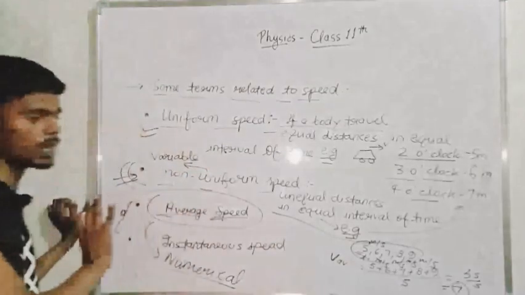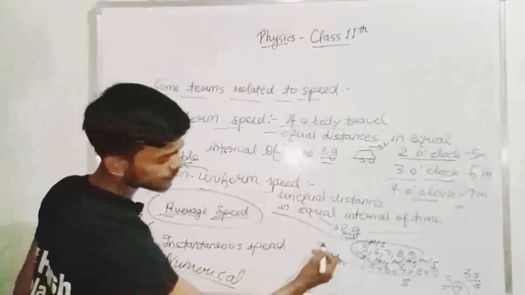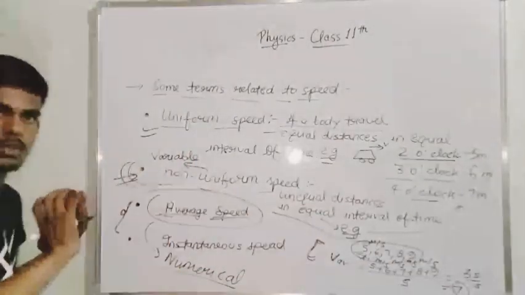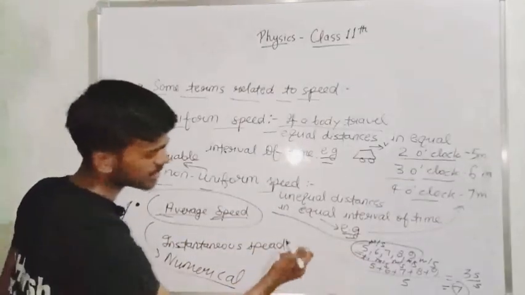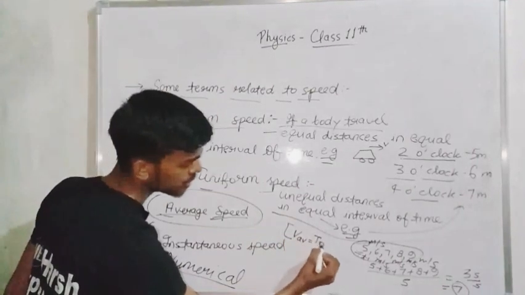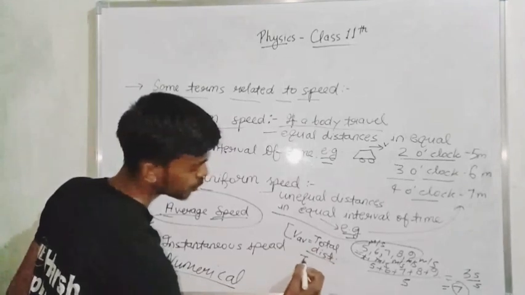There is only a formula, which we had previously mentioned here, the numerical one. And what is its formula? V average is equal to total distance upon total time. We can represent the average speed as V average equals total distance upon total time.